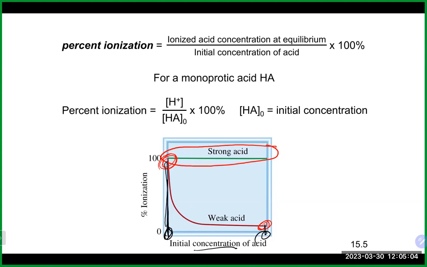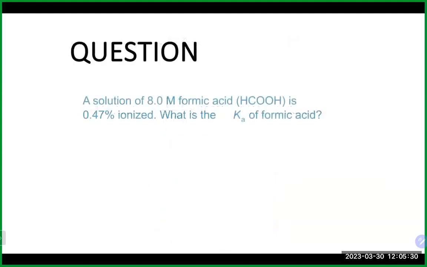It was the same acid, but the initial concentration of the first one was 0.5. The assumption was all good. But when we drop that concentration from 0.5 to 0.05, which is much smaller, the assumption was no longer valid, and it was like 11% or 12% at that point. So the initial concentration of the acid has an effect on the percent ionization. The smaller the concentration to start with, the higher the percent ionization. So let's take a look at a question where we could use percent ionization to help us figure out certain things. We have a solution of formic acid.